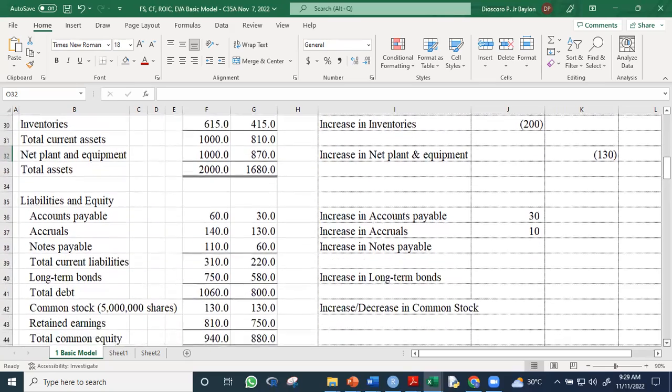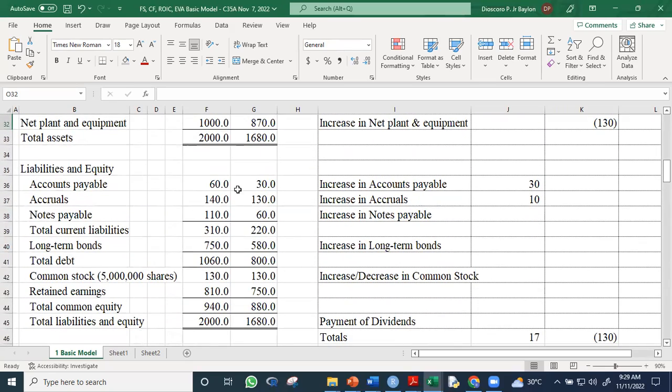For the other accounts here, for liabilities and equity, accounts payable increased. When liabilities increase, it's a source of cash. Accounts payable falls under operating activities. So this is a source of cash of 30. That's why it's positive. Same thing with accruals. It also increased by 10. So it's a source of cash under operating.